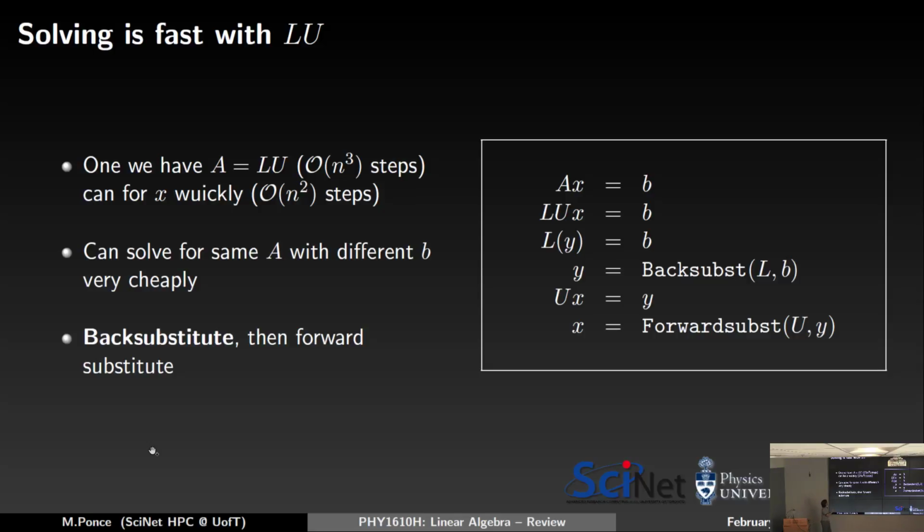The nice thing that I mentioned before, and which is implemented in the routines, is that you can solve for the same A with different vectors B, because this decomposition is independent of B. B only appears here. So you can do that part very quickly as well. Okay.